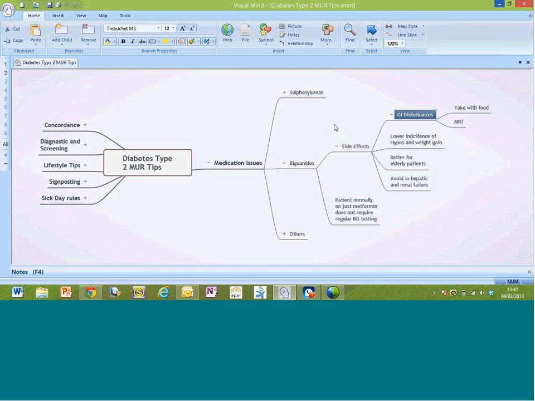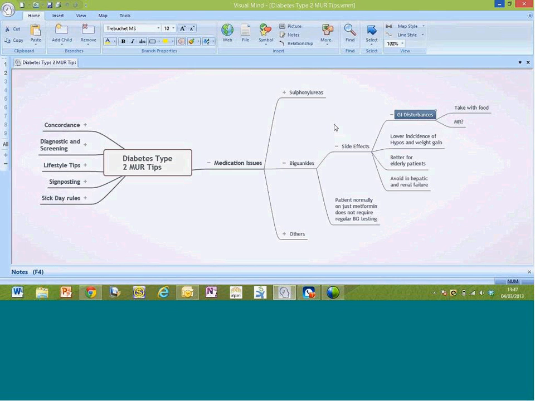There is some evidence to suggest that the MR version may be slightly less prone to giving you GI disturbances, but they're a hell of a lot more expensive as well. So that's another possibility. If they're taking it with food and still get the GI disturbances, you could possibly say, well, have you tried a modified release version?